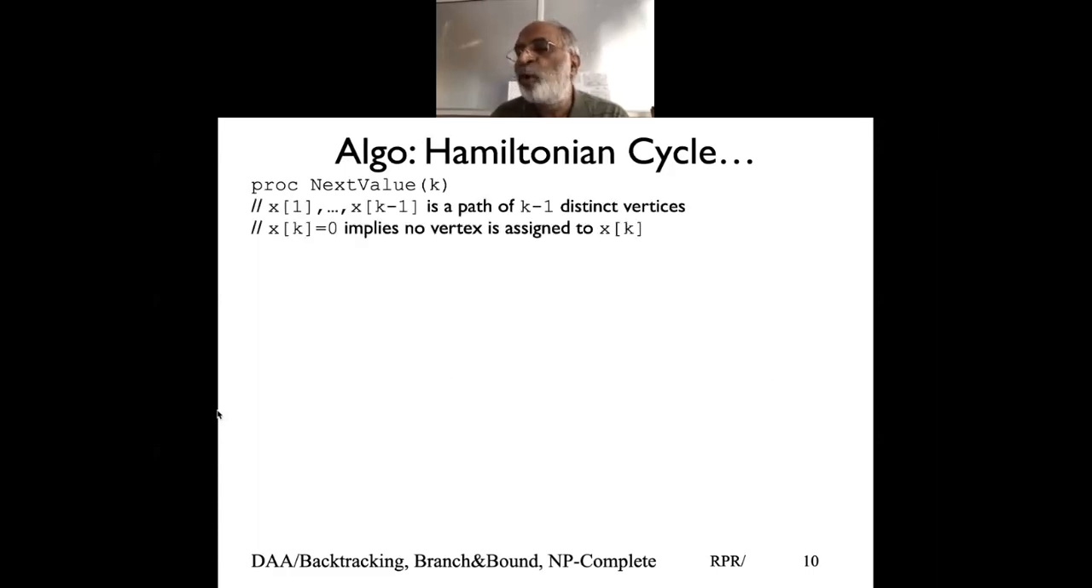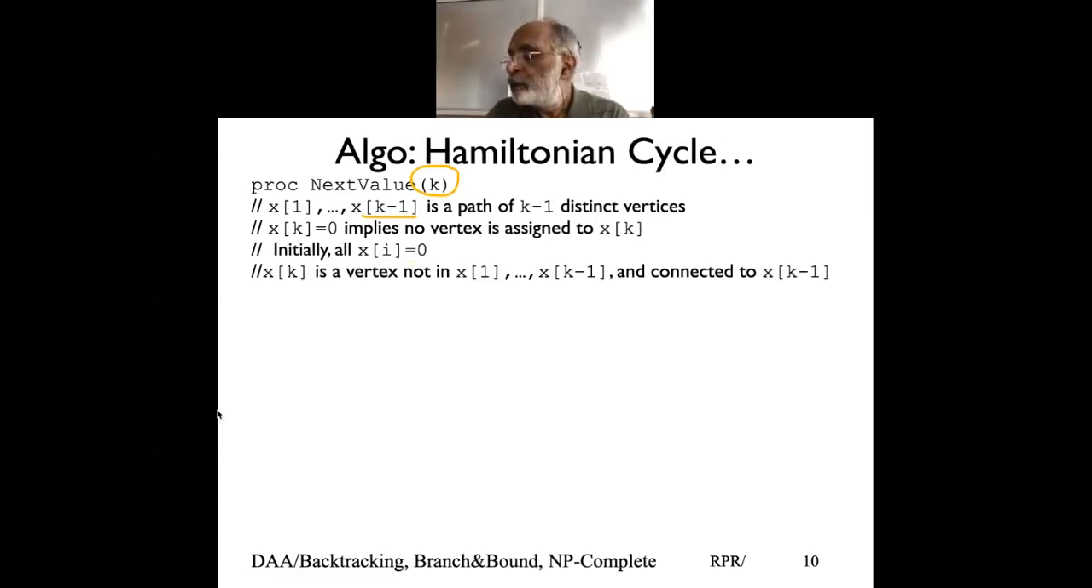What is next value? Assuming we have already chosen up to k minus 1 vertices and we need to choose the kth vertex. The next value k means kth vertex. What we need to make sure is that when we choose the kth vertex, it cannot be among the vertices we have chosen so far, because if it is there, that is not the right vertex. So initially we set all xi to 0, and xi could be any value from 1 to n, because xi could be 1, 2, or 3.